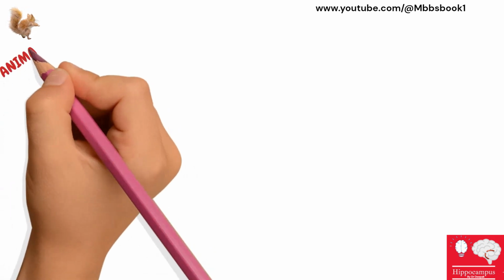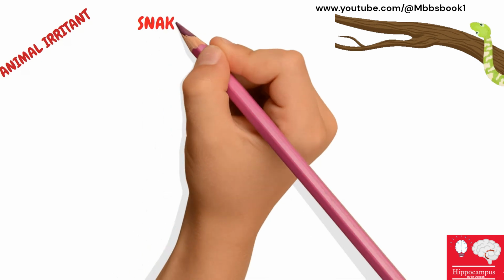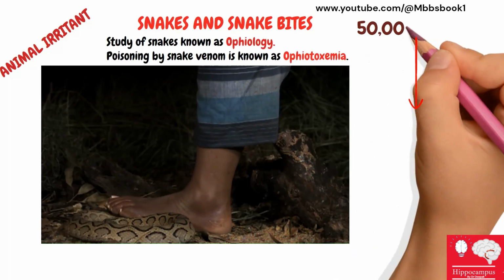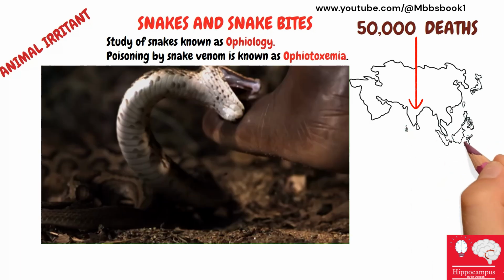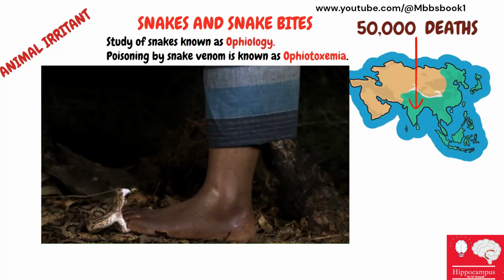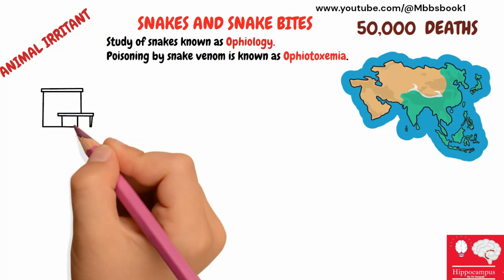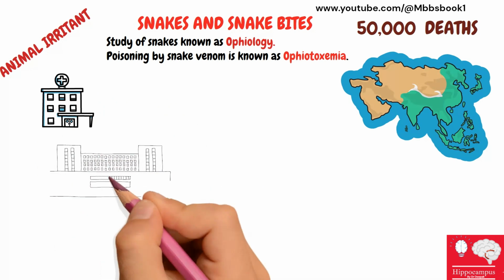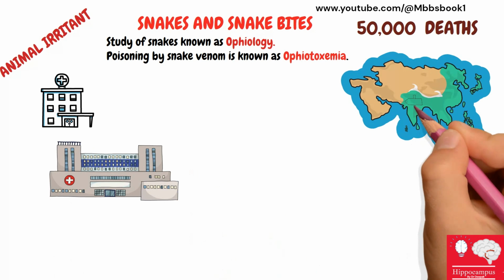We are going to discuss a very fascinating part of the animal irritant topic, that is snakes and snake bite. Why is this topic important? As per the study, about 50,000 people die every year due to snake bite in India alone. So we must try to manage every case effectively at each level of healthcare. Whether you are managing your patient at a primary healthcare center or at a tertiary care center, you must know how to manage snake bite cases.